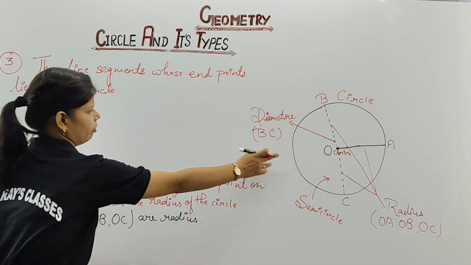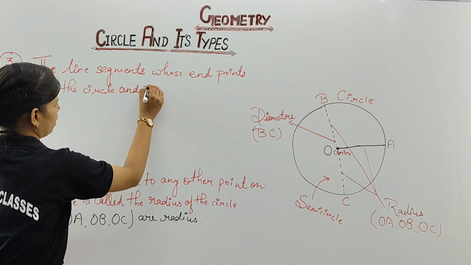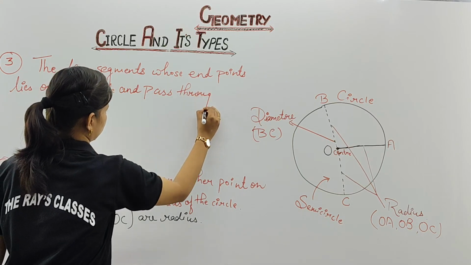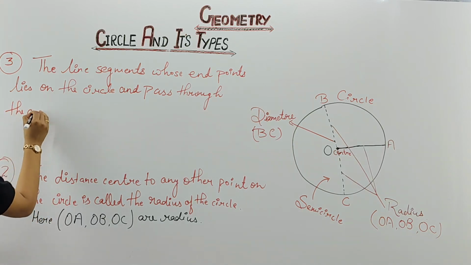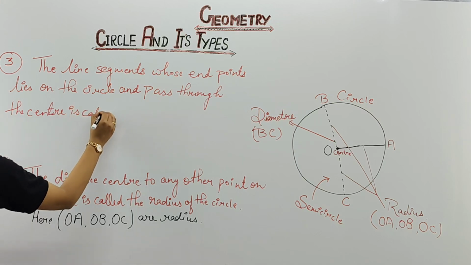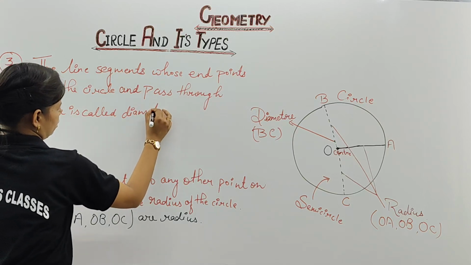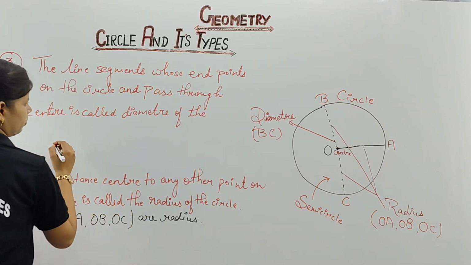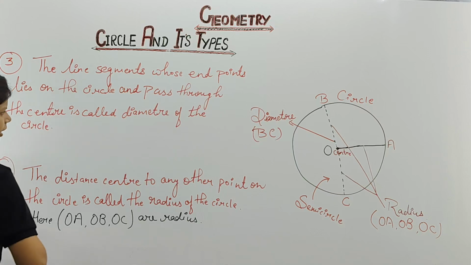And from where will it pass? It will pass through the center O. A line segment that passes through the center is called your diameter of the circle. Clear? So please underline this part.